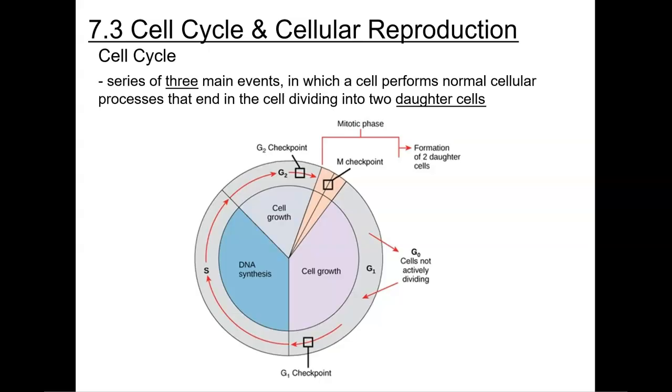Now we're going to go into the cell cycle. That's going to be a series of three main events in which the cell performs normal cellular processes, and in the end, you're going to end up with the cell dividing into two daughter cells. Looking here, we have the interphase area. Interphase is going to consist of cell growth, DNA synthesis, and then more cell growth. So you have what's referred to as G1, DNA synthesis or S phase, and then G2 phase. Throughout this, you will have several checkpoints, and then it goes into the mitotic phase where it divides.